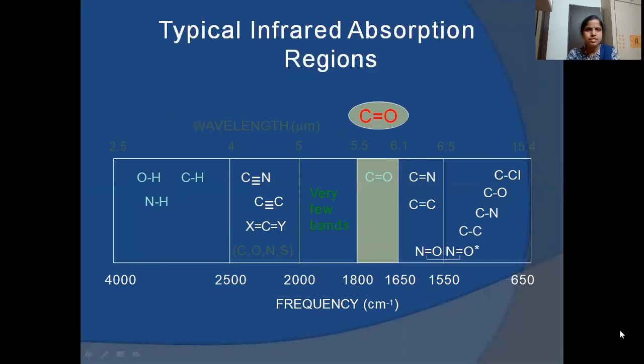So this is the typical IR absorption region, as we have seen in the last class also. We have covered OH, CH, NH, and this also. Now we are dealing with C double bond O. Here the region is from 1800 to 1650. So we have to look at the bands in this region, from 1800 to 1650 centimeter inverse, for the C double bond O group.